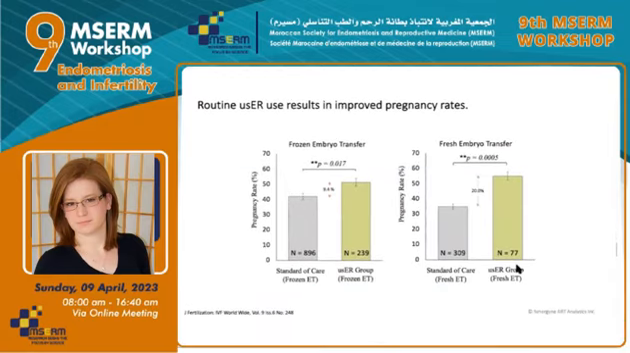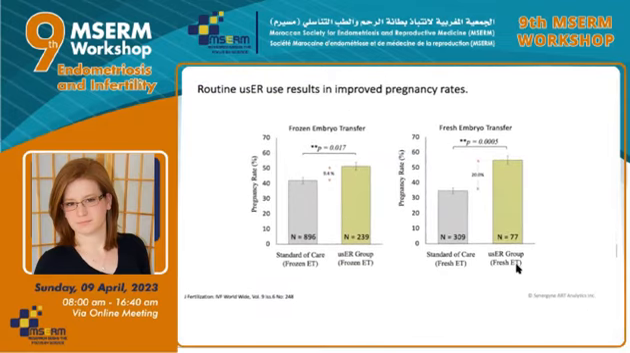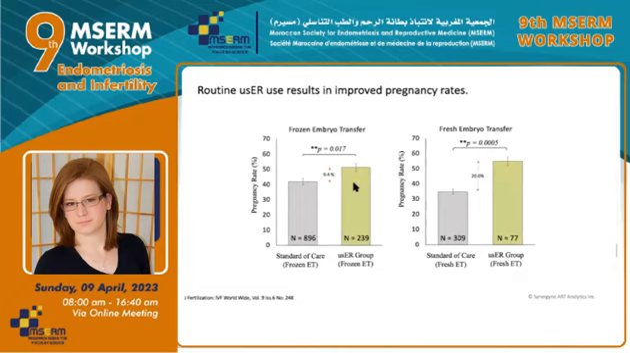So when we broke down what happened on a fresh versus frozen basis, we saw that the user group had about a 9.4% higher pregnancy rate than standard of care in frozen embryo transfers. And when we looked at what was going on with fresh embryo transfers, the user group had about a 20% higher pregnancy rate than the standard of care group.